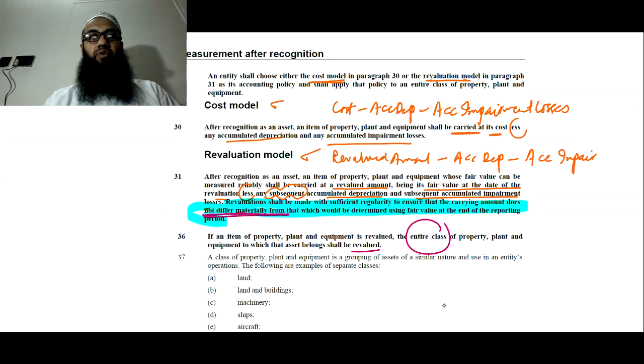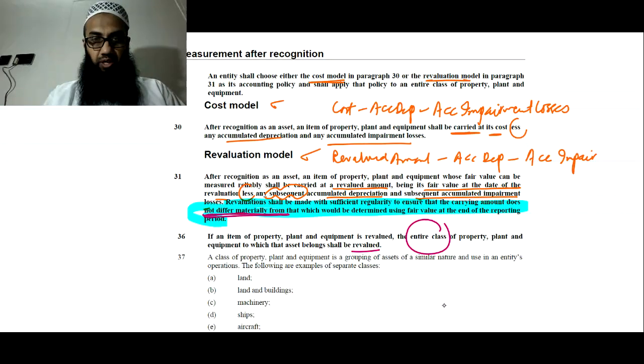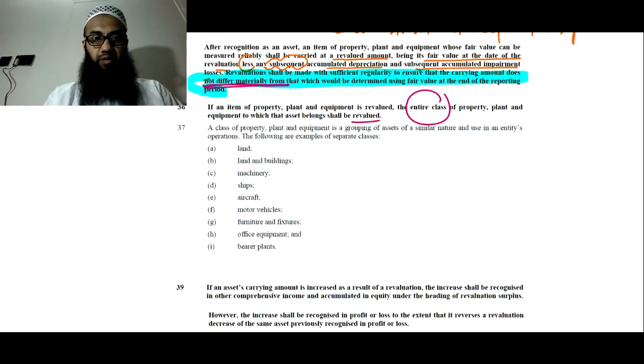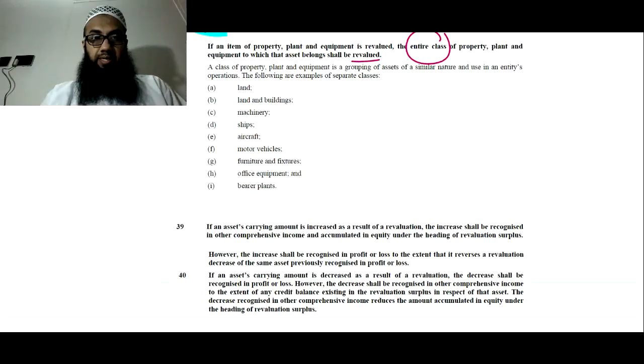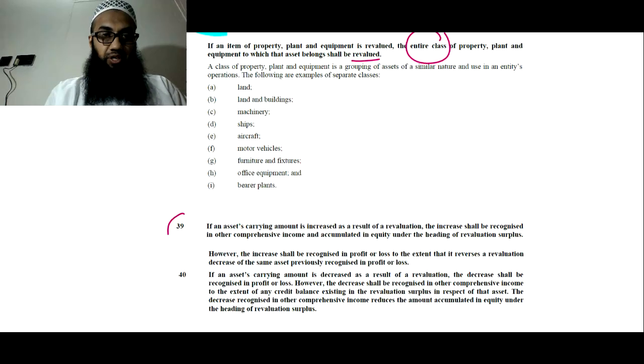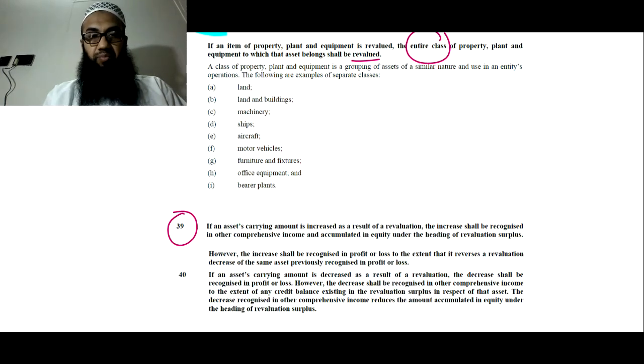If you have 50 plant and machineries, you should revalue all 50 plant and machineries. The classes listed in the standard are land, land and building, machinery, ships, aircraft, motor vehicle, furniture, fixture, office equipment, mirror, glass. You can read it here. Now come to the point. Para 39, very important.